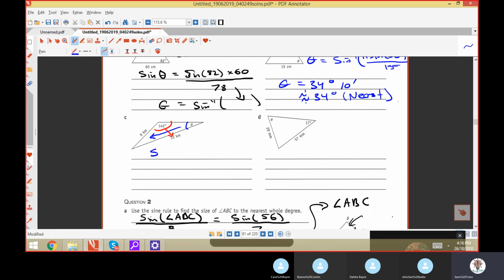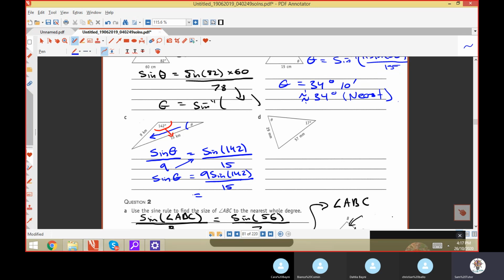So it becomes sine theta all over 9 is equal to sine 142 all over 15. We work out the algebra, and we can see that 9 is dividing sine theta. We want to multiply that up. So it becomes 9 sine 142 all over 15.